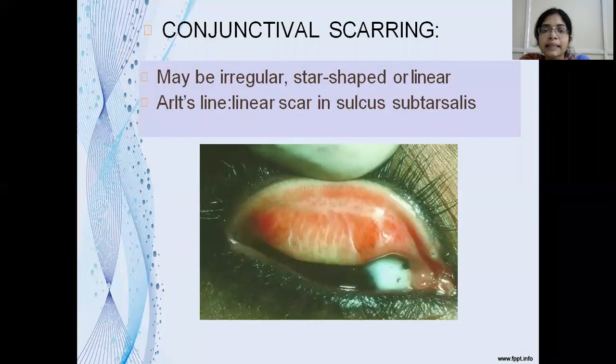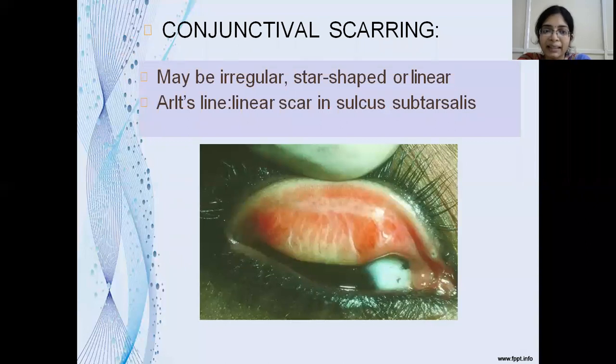Now, this is how conjunctival scarring looks. Whenever you invert the palpebral conjunctiva, you can see all those whitish fibrous bands in the conjunctiva. That is known as conjunctival scarring. It can be any type. It can be irregular, it could be star-shaped, or it could also be linear.